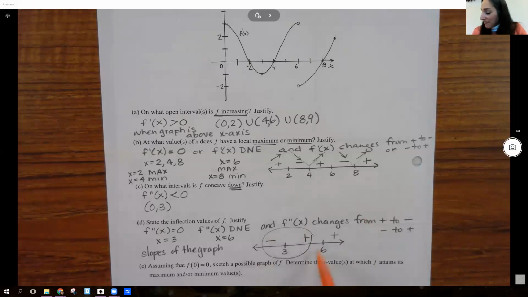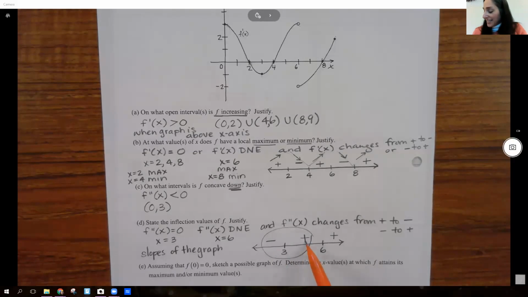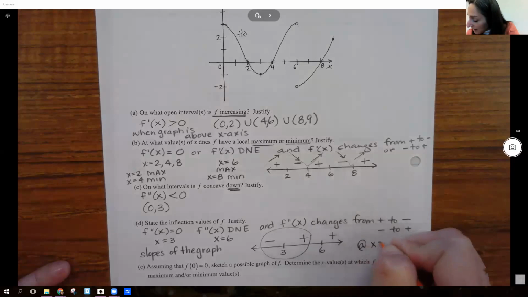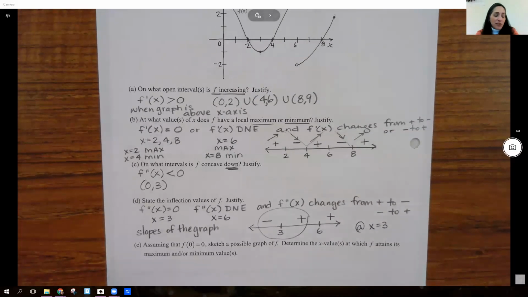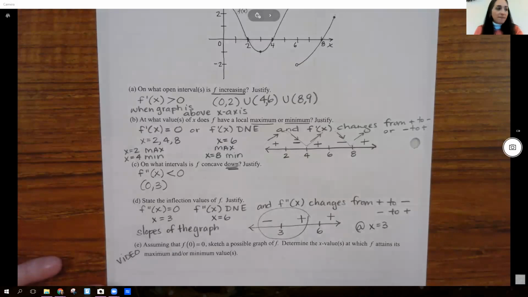So this is going to be a point of inflection at 3 because we changed sign from negative to positive. All right, so just at x equals 3. Okay, so the last one here is a curve sketching one, so I will make a video for you for that one, so we're not going to worry about that. Not right now.